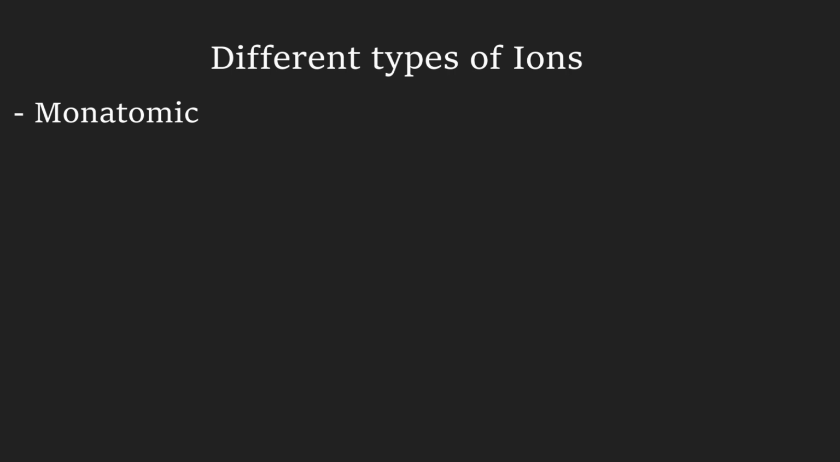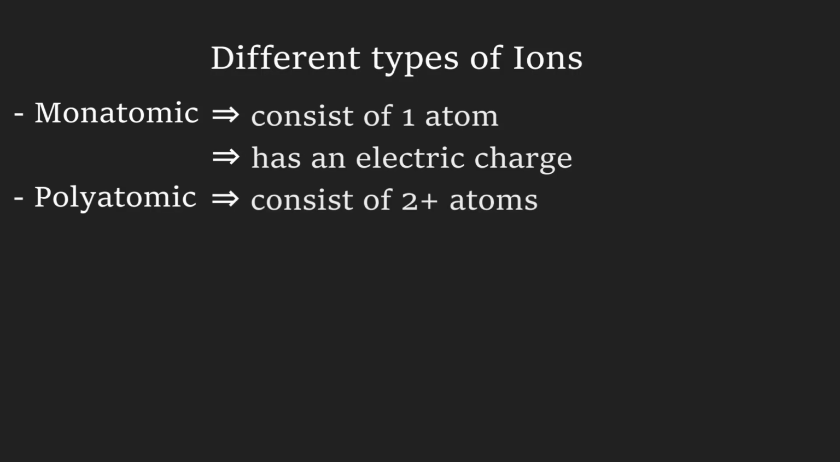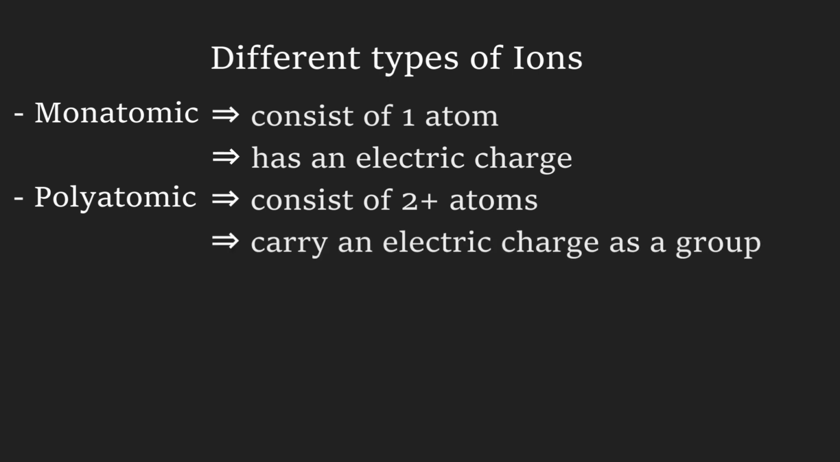As you may know, there are different types of ions. Some of them are monoatomic, which means that they consist of only one ion. Remember, an ion is an atom that has a net electric charge. Other types of ions, however, are polyatomic, which means that they consist of two or more ions. These polyatomic ions carry a net electric charge as a group, and this is the type of ion that we'll talk about in this video.